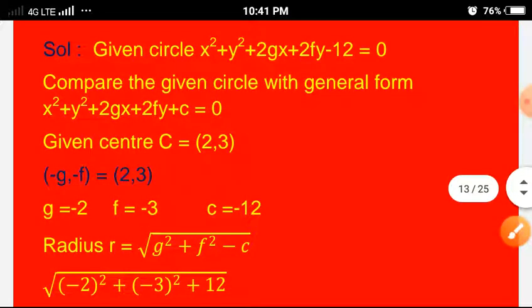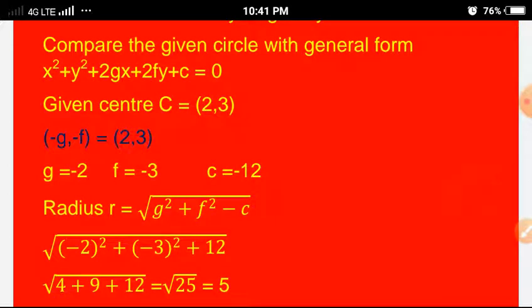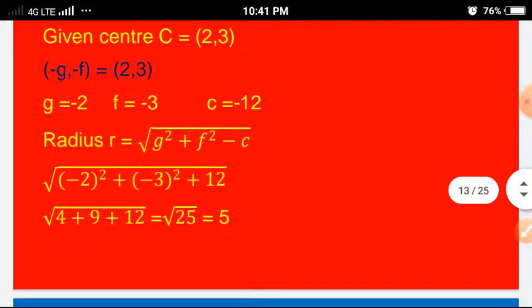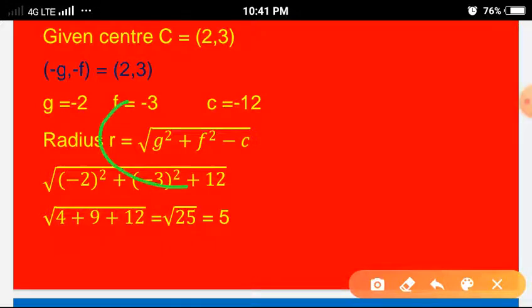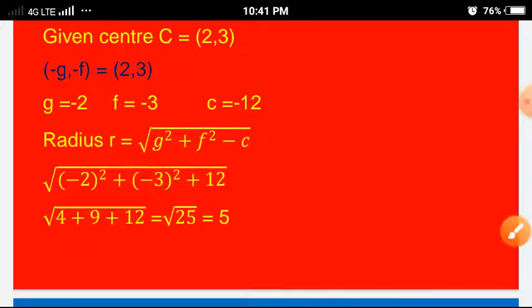Here the problem has given the equation of the circle, and we have to find g, f and later its radius. By comparing the given circle equation with the general form, we get the g and f values. How do we get the g value? We get the g value by comparing the x coefficient. How do we get the f value? By comparing the y coefficient. Then we find g and f. Later, with the g and f values, we can easily find the radius of the circle. The formula for the radius of the circle is square root of g square plus f square minus c.